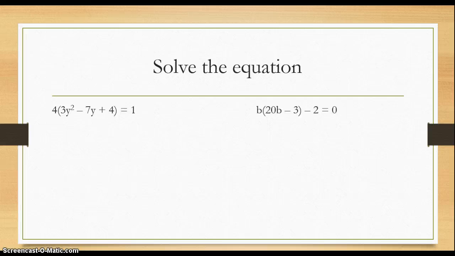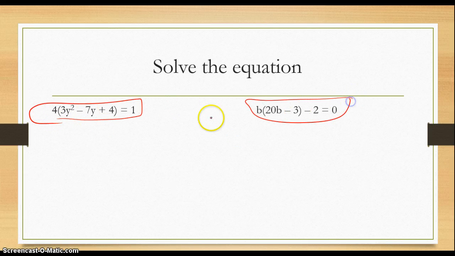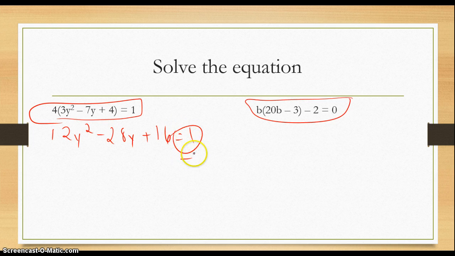I'm going to speed up a little bit because I only have under a minute. But when you're given an equation like this, you first have to solve it and get it equal to 0. So now we have 12y squared minus 28y plus 16 equals 1. Now I need to get this set equal to 0, remember. So minus 1 over. So 12y squared minus 28y plus 15 equals 0. Now I can factor from here.